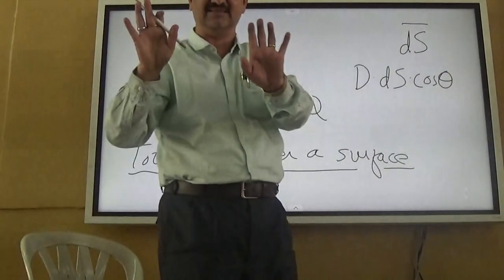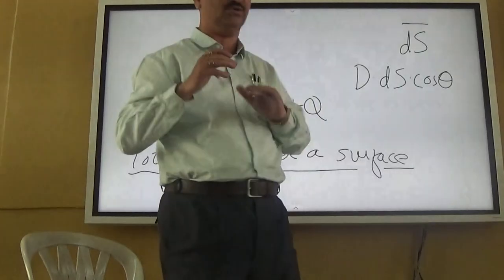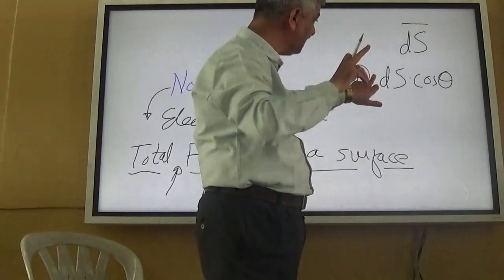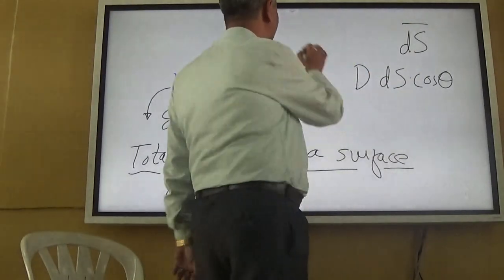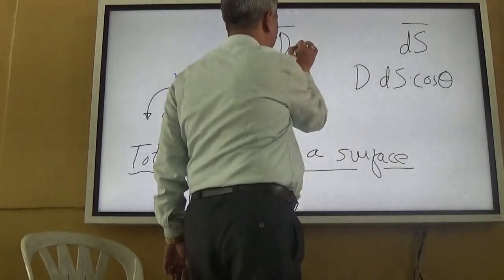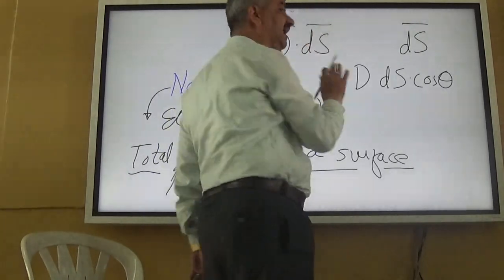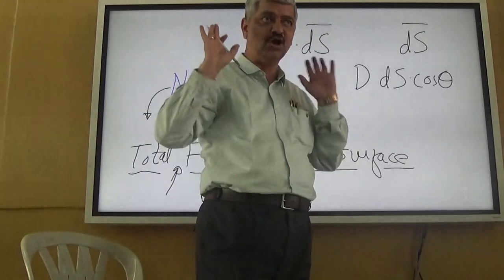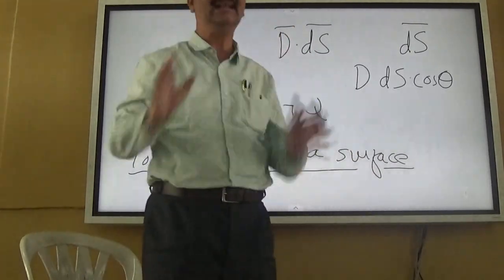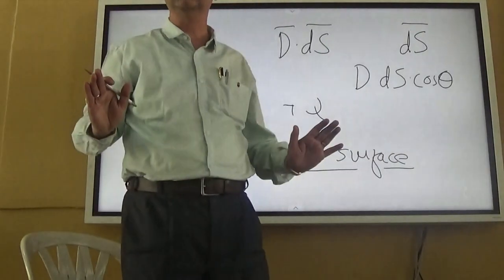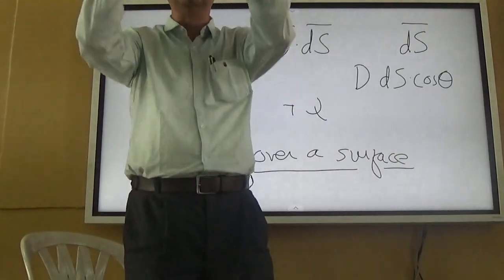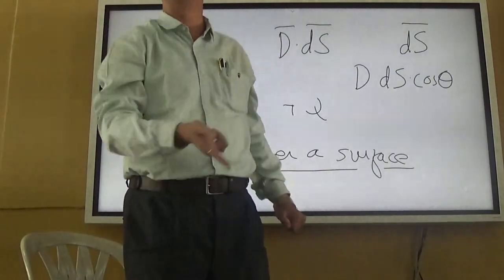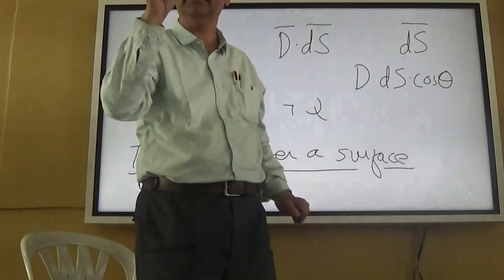याच्या पलीकडे सांगायची गरज नाही. म्हणजे या स्टेजला D into ds into cos theta, this we can say D is a vector, ds is a vector, so D dot ds. Agreed, D dot ds is the net electric flux over the small surface. If this is positive, it is net outgoing. And if it is negative, it is net incoming.